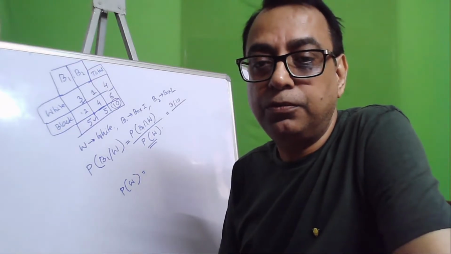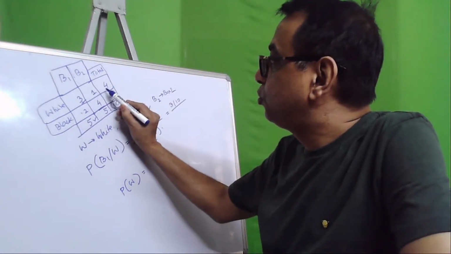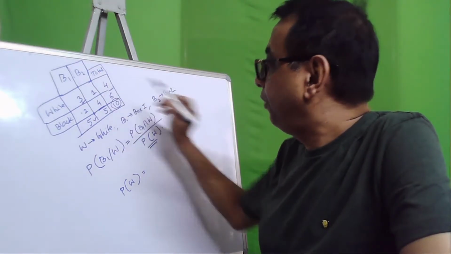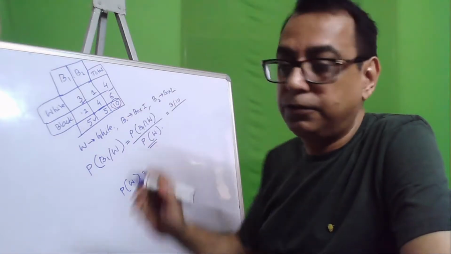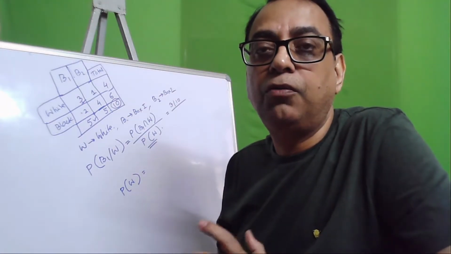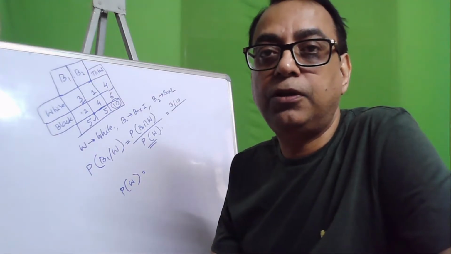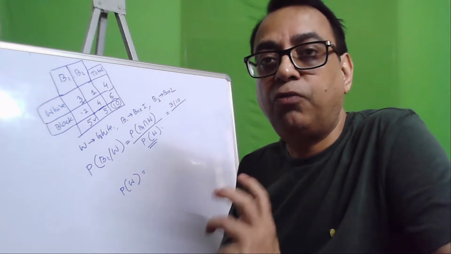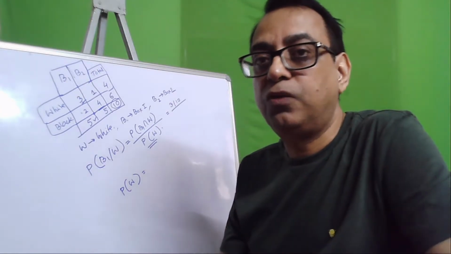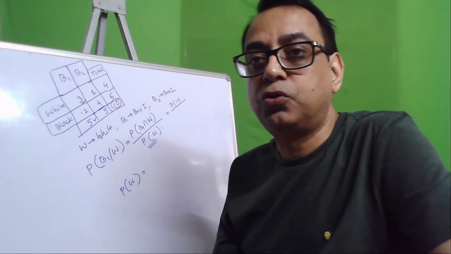Probability W is the total number of elements. Now we have to find what is the probability of W, that is, the probability of a white ball. Now this can happen, a white ball can come in two ways. One is that it can be from box 1 or it can be from box 2.